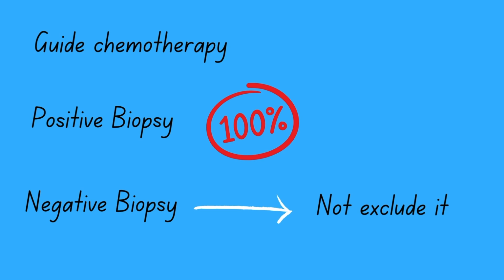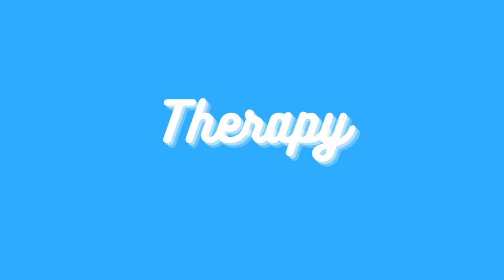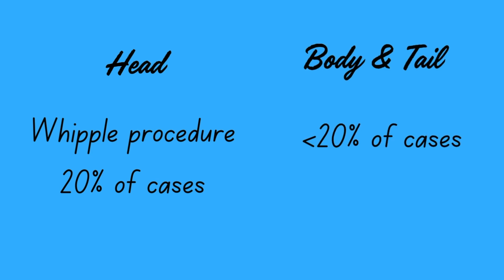Okay people, approaching the end of this video, we need to mention that the staging is according to the TNM. Now, the therapy of pancreatic cancer can be surgical therapy, which is advised in only 20% of the pancreatic cancers found on the head. Even smaller percentage is used for the cancer of the body and tail.